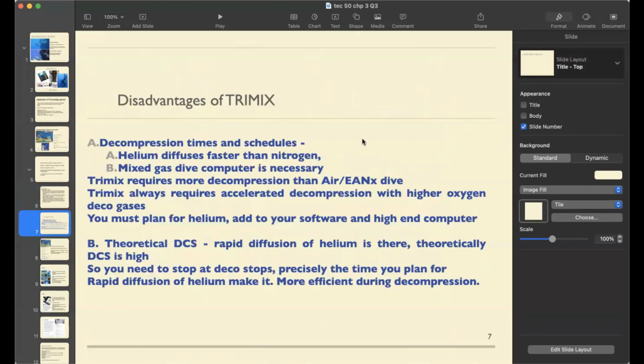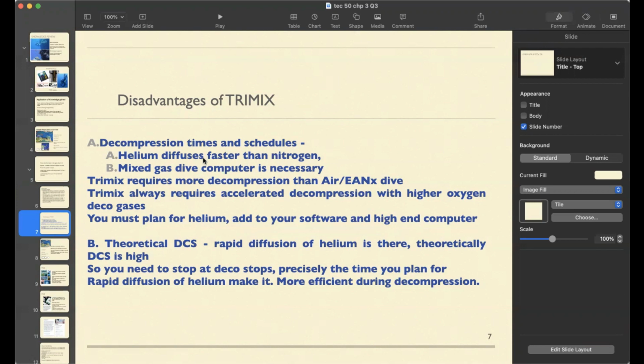Helium is a bit expensive, and helium diffuses much faster than nitrogen, so you need to maintain the proper depth. It's not so forgiving like what you're using with air or nitrox, because with any change in depth, faster than the nitrogen, the chance of ICD is much higher. Isobaric counterdiffusion, ICD, is faster.